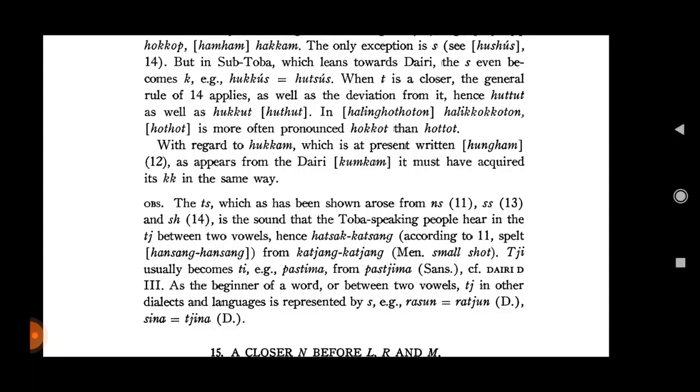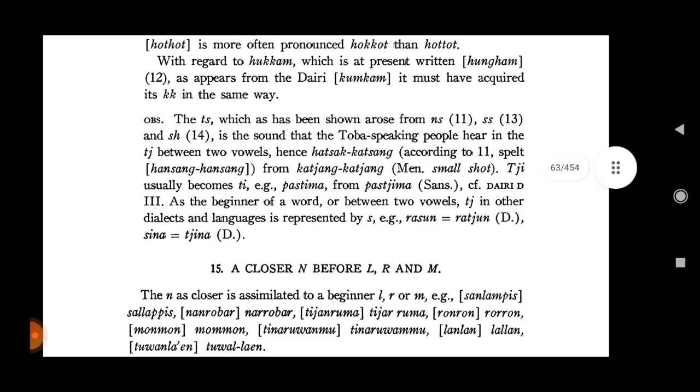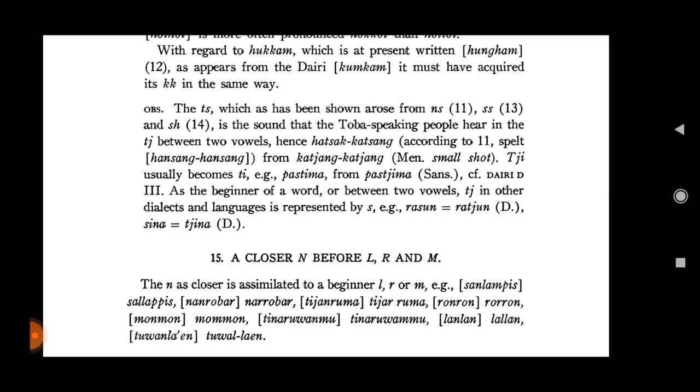When the T is a closer, the general rule of voting applies as well as the deviation of it, hence hutut as well as hukut, hut. In halikoton, hot is more often pronounced hokot than hotot. With regard to hakam, which is at present written hungham, as appears from the Dairi hukumkam, it must have acquired its double K in the same way.